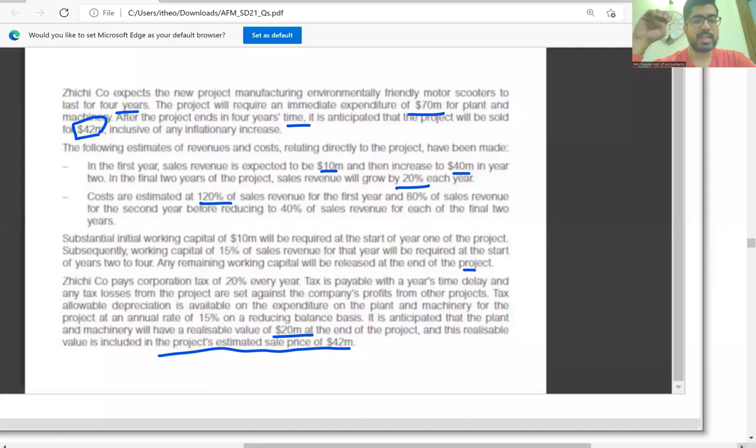Okay. Substantial initial working capital of 10 million will be required at the start of year one. Working capital of 15% of revenue will be required at the start of years 2 to 4. Any remaining working capital will be released. Pays tax of 20% every year. Tax is payable with a year's delay. Tax losses are set off against profits. Tax allowable depreciation, capital allowances, are 15% reducing balance, and plant and machinery has a realizable value of 20 million. Okay. So I think all the information regarding NPV is given here.